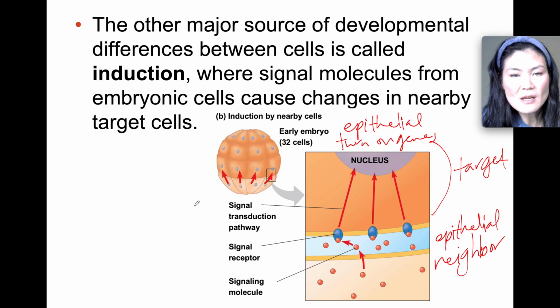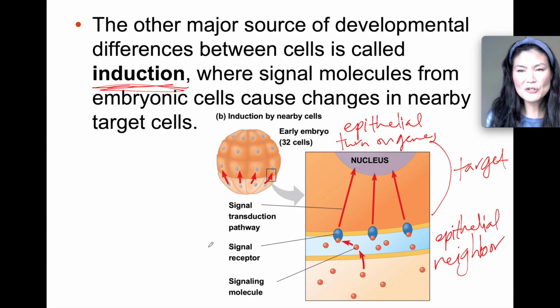Okay? So I always tell my students, induction, it's sort of like peer pressure. It's pressuring a cell to become a specific type of cell, right? So like if you hang out with the wrong crowd, you're gonna do the wrong things, right? So induction is where signal molecules from embryonic cells cause changes in nearby target cells.